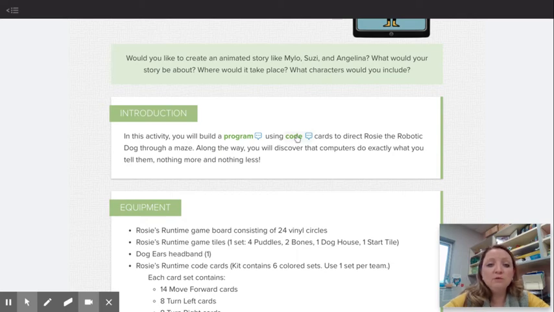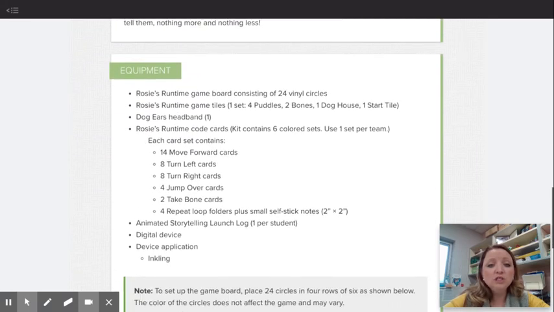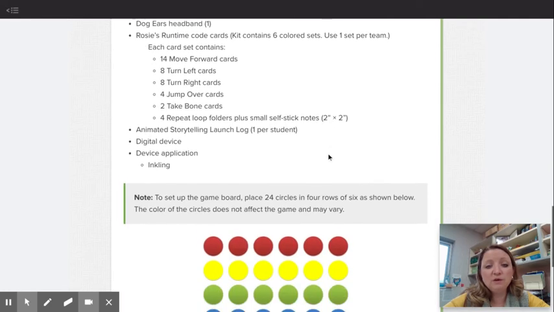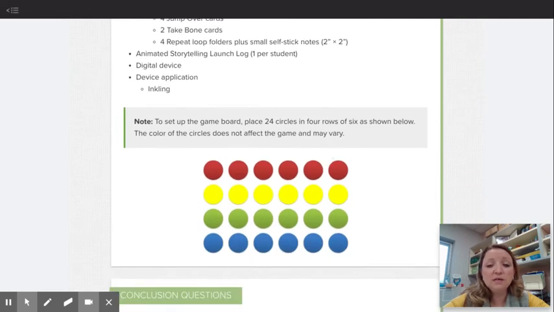But you're going to be using a code card to direct Rosie the robotic dog through a maze. Along the way, you will discover that computers do exactly what you tell them to do, nothing more and nothing less. So what we're going to do is we're going to talk about Rosie's runtime. You guys are not going to play Rosie's runtime today. We're going to talk about it so that next week you can jump right into it.